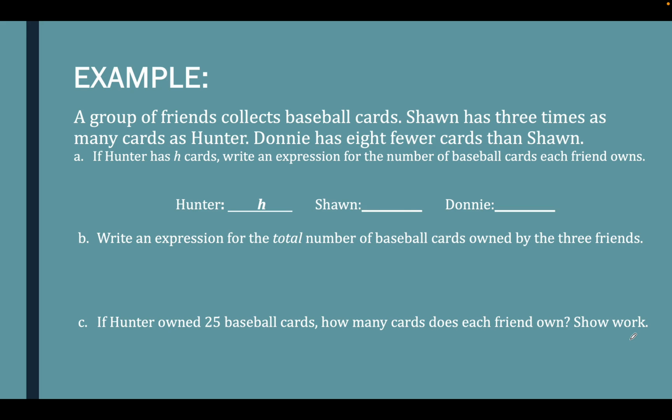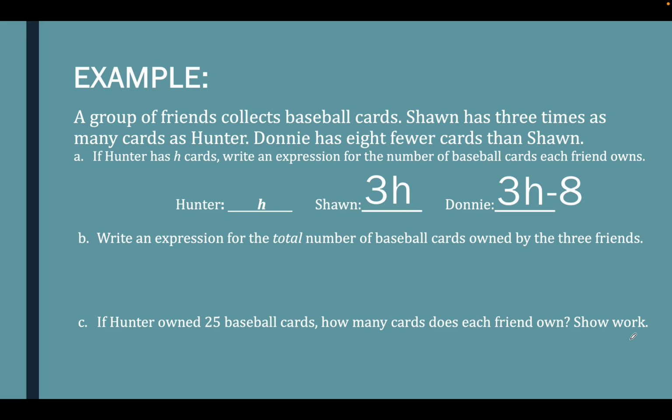A group of friends collects baseball cards. Sean has 3 times as many cards as Hunter, and Donnie has 8 fewer cards than Sean. If Hunter has 8 cards, write an expression for the number of baseball cards each friend owns. Hunter has H, and Sean has 3 times that many, so that would be 3H. And Donnie has 8 fewer than Sean. If Sean is 3H, then Donnie is 3H minus 8.